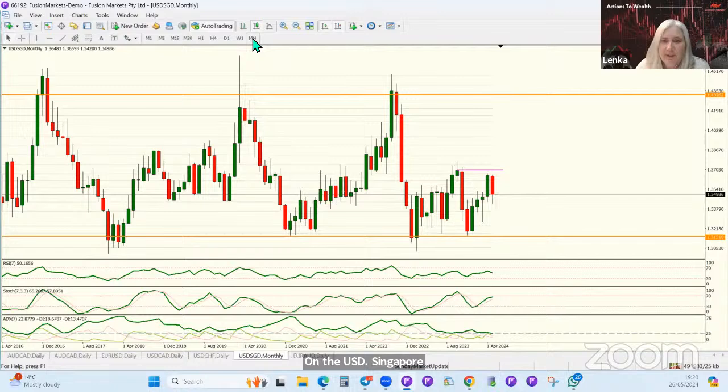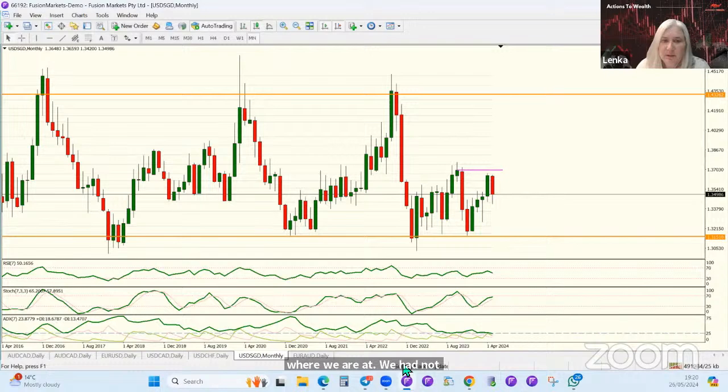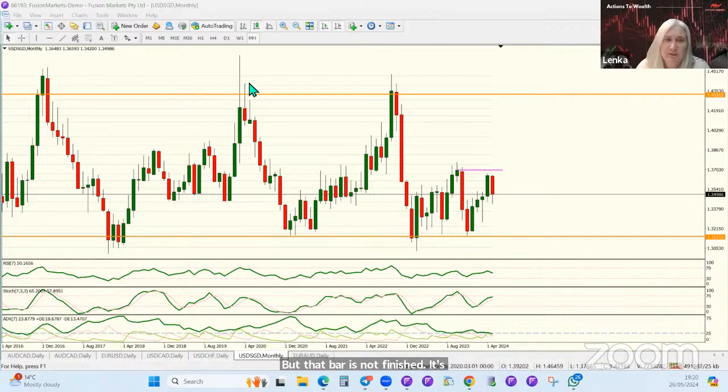On the monthly, this is where we are at. We had not broken the previous high on the monthly, so we would be looking for short opportunities there. We already had the pullback on that bar there, but that bar is not finished. It's a monthly candle still open.